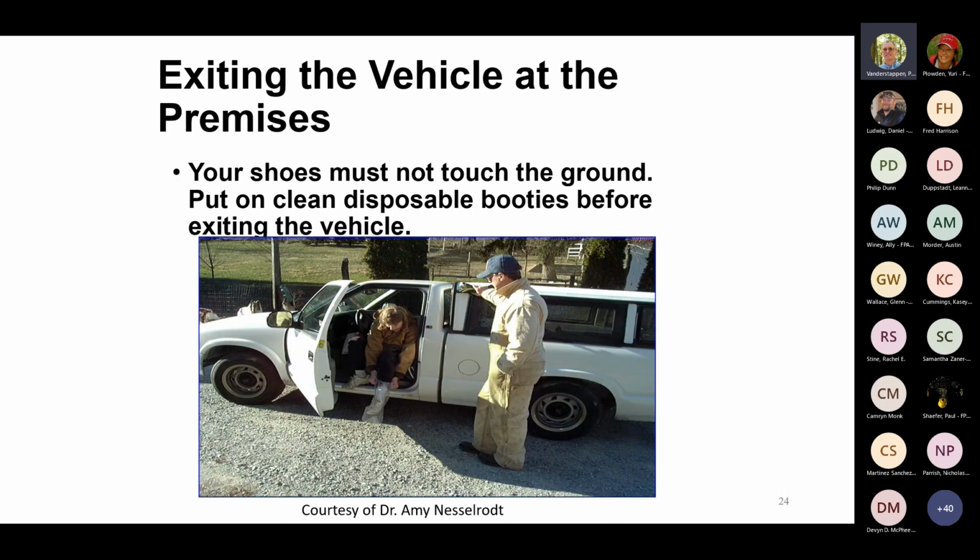So first one here is exiting the vehicle at the premises. Your shoes must not touch the ground. Put on clean disposable booties before exiting the vehicle. So you don't just pull up to the site and jump out and then put on your booties. No. You have to have clean booties on before you step out of the vehicle. That's step one.